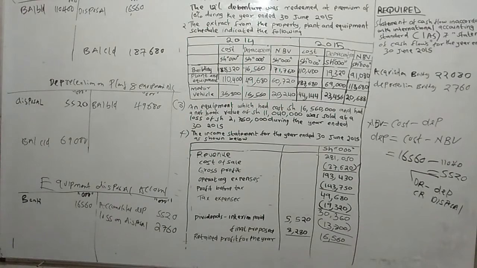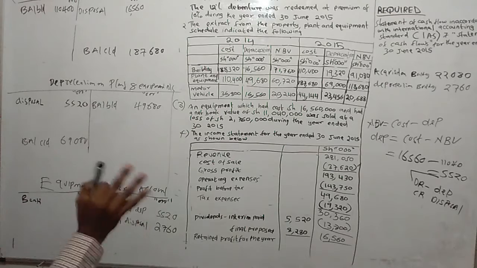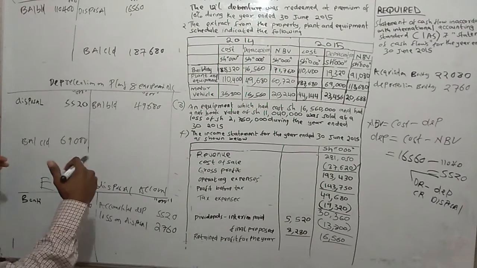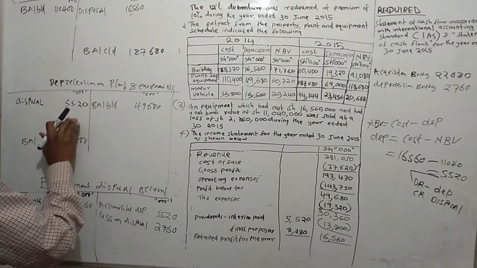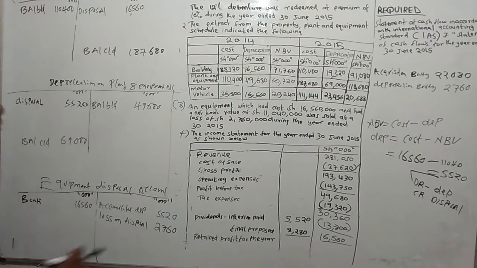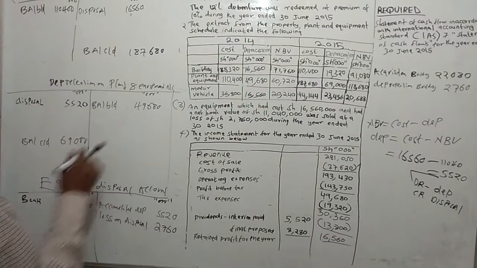Now we have recorded every piece of information about the plant and equipment. We are just going to balance. Remember, we have a disposal value, the net book value, and the loss on disposal. For disposal, we debit the disposal account and credit the asset account. With the accumulated depreciation, we debit the depreciation account and credit the disposal account.